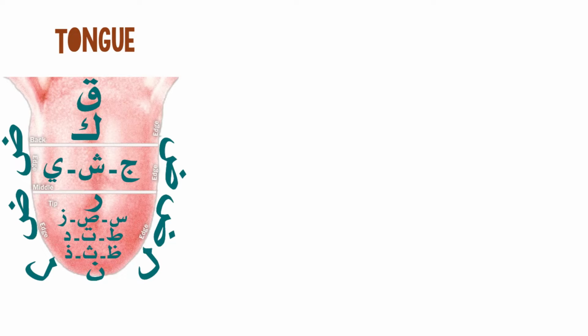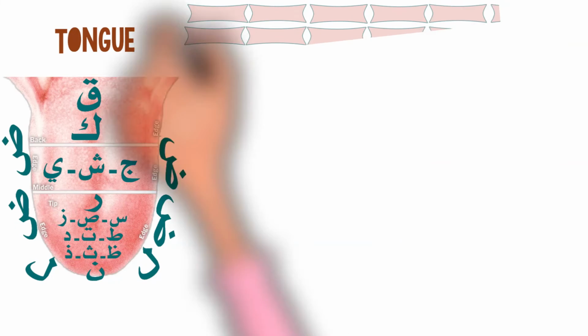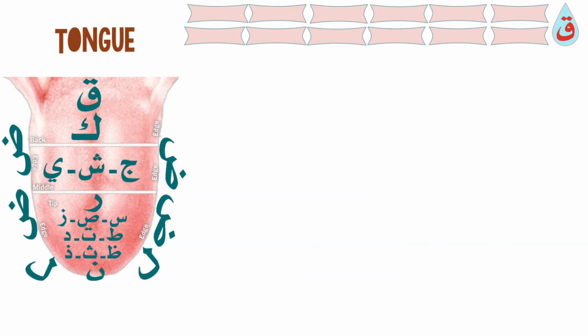Now we come to the tongue. As we have mentioned before, the scholars distributed the makharij in the tongue over four areas: the back of the tongue, the middle of the tongue, the tip of the tongue, and the two edges of the tongue. First, the back of the tongue for the qaf and the kaf.